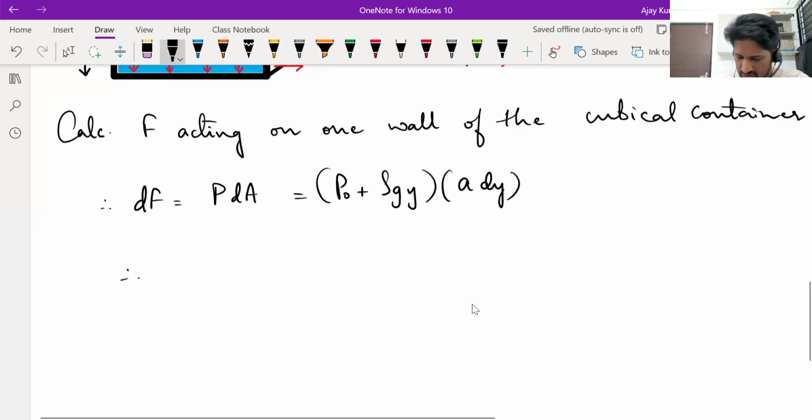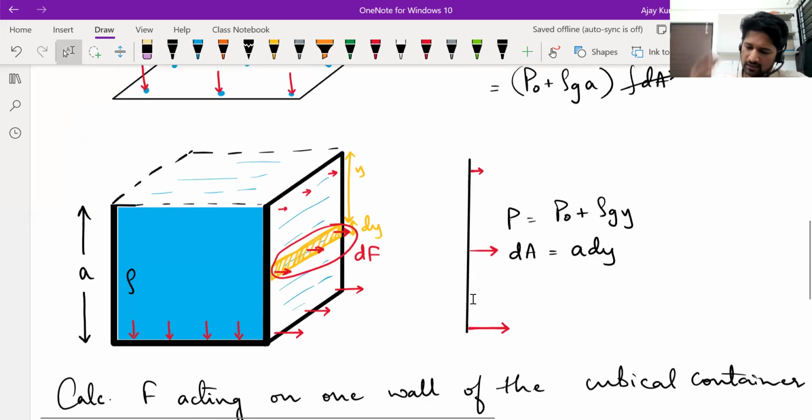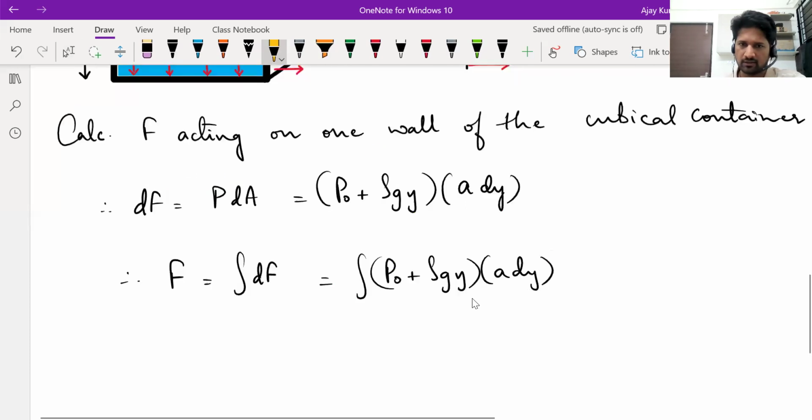Therefore, the net force on the wall is the direct integral of dF. You don't have to bother about vector addition because all the vectors are in the same direction. So you need to integrate P naught plus rho g y multiplied with a dy. You can split this into two integrals. And what will be the limits for y? To cover the entire wall, y should start from 0 and the final value of y should be a itself. Limits for y will be from 0 to a.